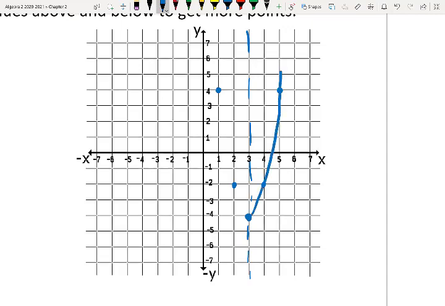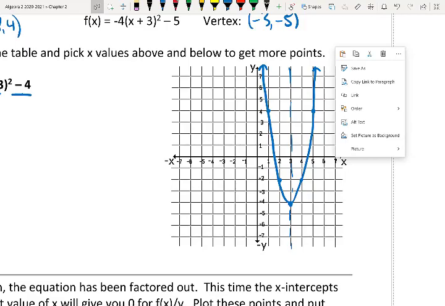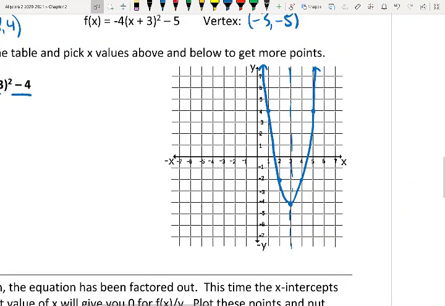I draw a nice, smooth as possible curve that goes through all of those points. And look at that, we're done. That one's super easy. That's why we like vertex form. It's nice and easy to graph.